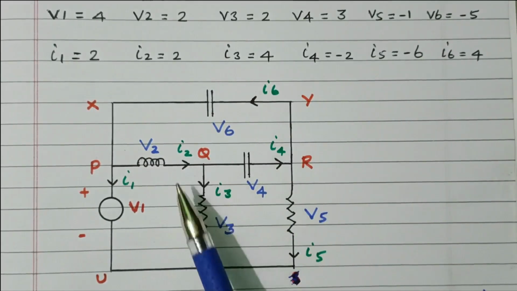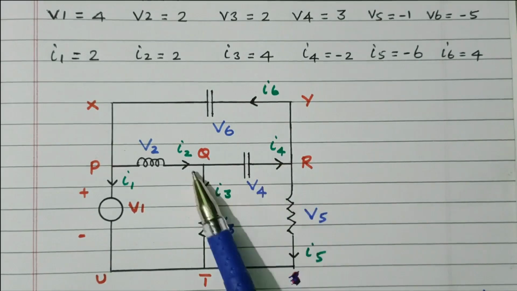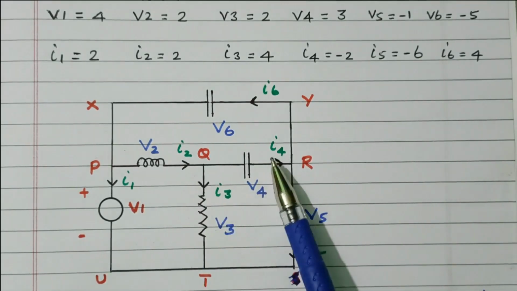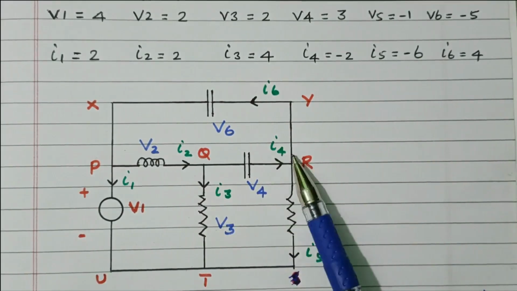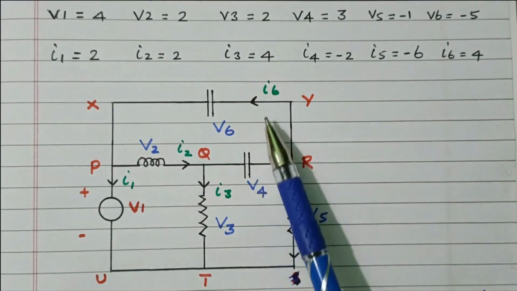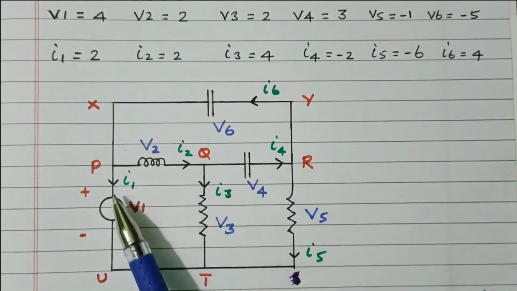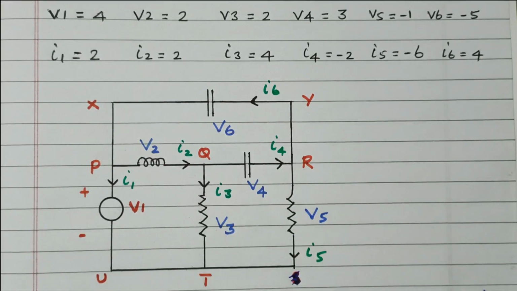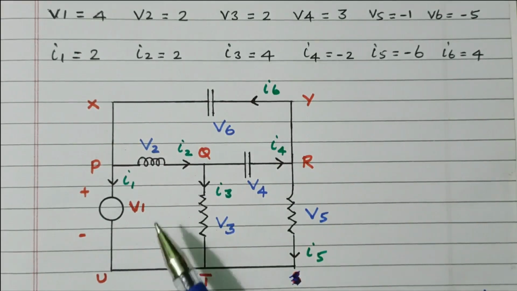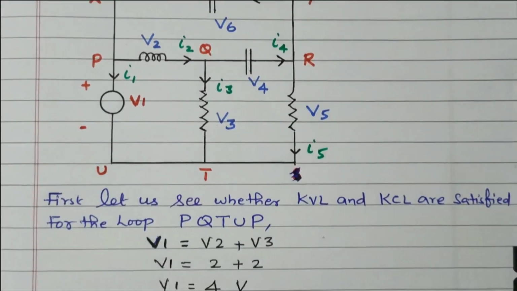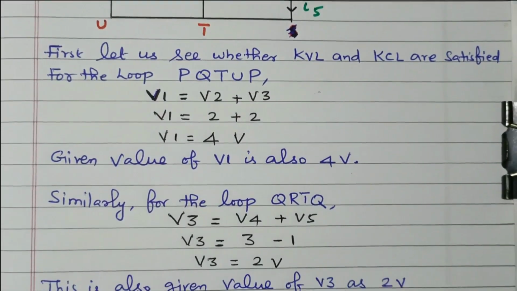I2 is nothing but I3 plus I4. I4 is nothing but I5 plus I6. I6 is nothing but I1 plus I2. So the voltages in the three loops and the currents in the three loops are now analyzed. We will see the expression for this.